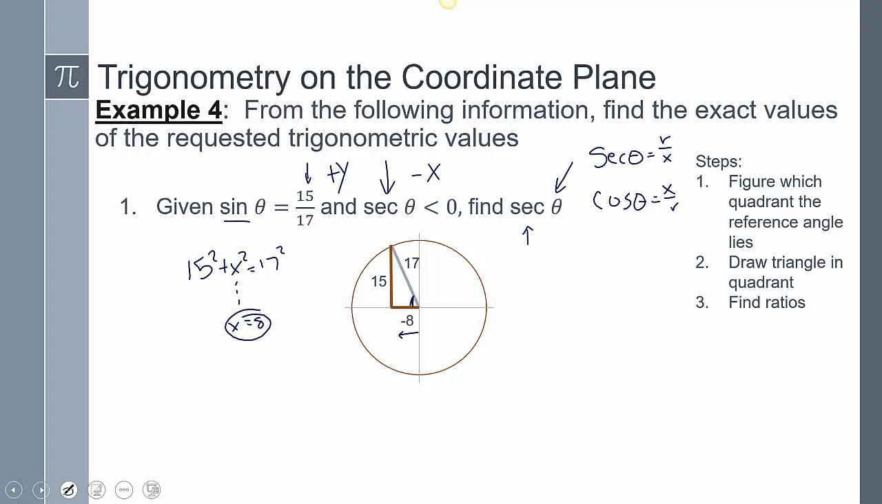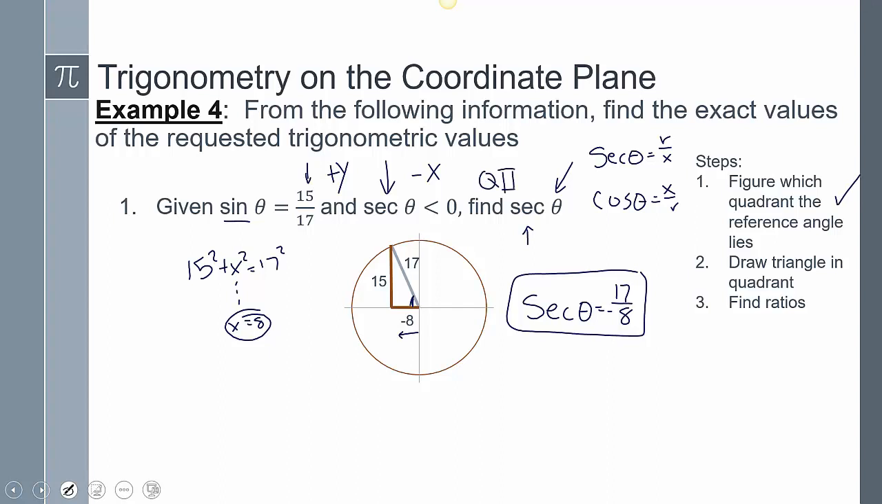So to find my secant ratio, we said that it's going to be the radius over x. So secant of theta is going to be my radius, 17, over my x. The first thing that I did here is I had to figure out which quadrant it was in, and that was going to be quadrant number 2.